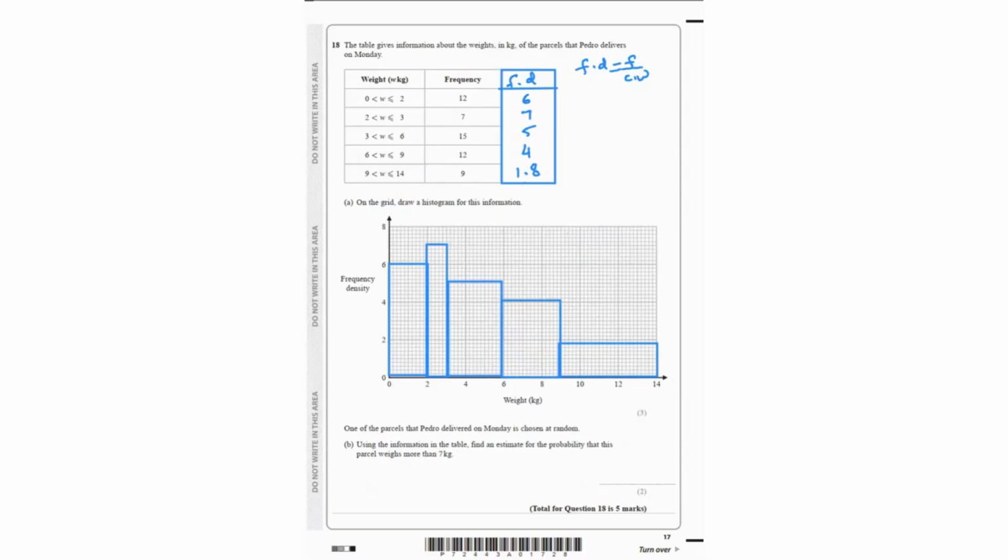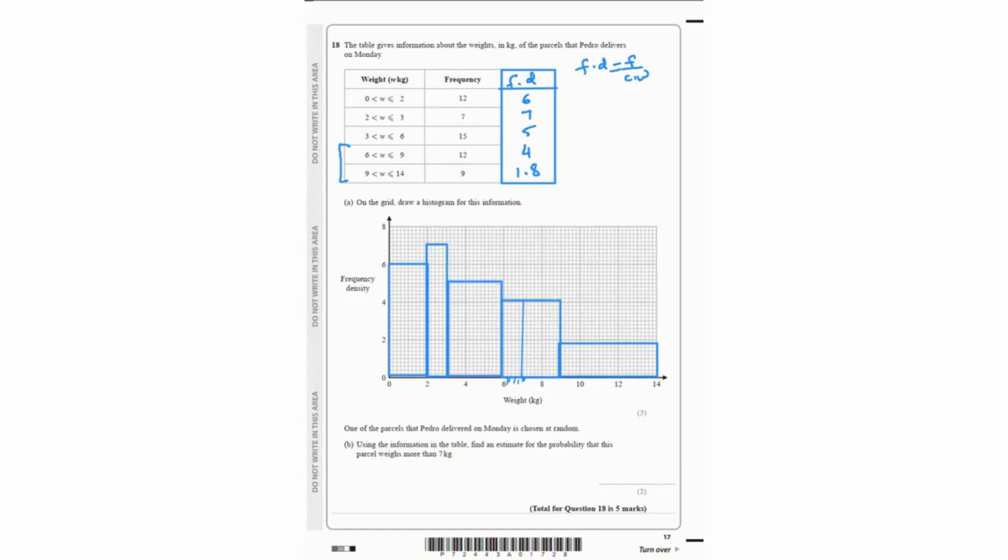Then one of the parcels that Pedro delivered on Monday is chosen at random. Using the information in the table, find an estimate for the probability that this parcel weighs more than 7 kgs. So more than 7 kgs means it's going to be over here. So using a histogram, 7 is going to come 1, 2, 3. This is 7.